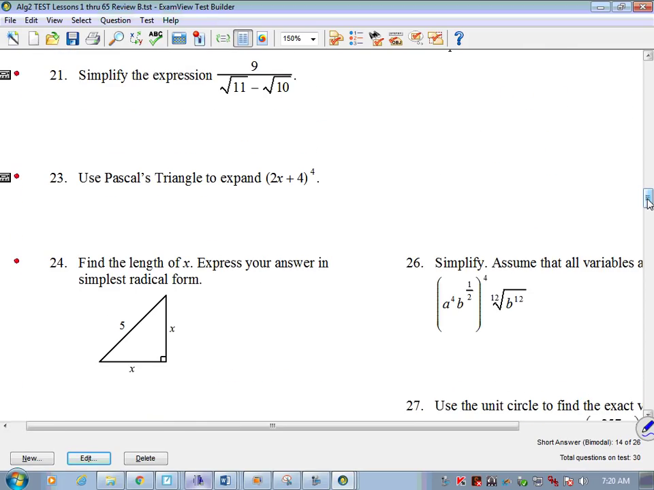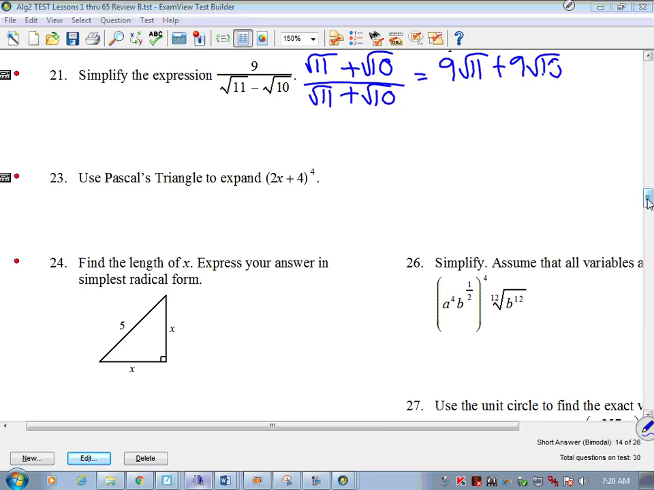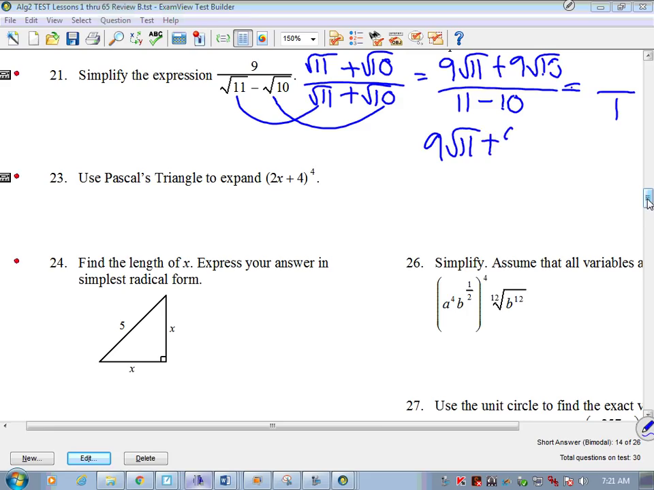21, we are multiplying by the conjugate. So a lot of folks had problems with this earlier in showing their work, because they just assumed it's over 1 or whatever. So what we're getting here is we're going to distribute. So we are getting 9 radical 11 plus 9 radical 10. On the bottom, you're getting radical 11 times radical 11, which is 11. And you're getting radical 10 times radical 10, which is negative 10. So all that is 1. And so it is just 9 radical 11 plus 9 radical 10.